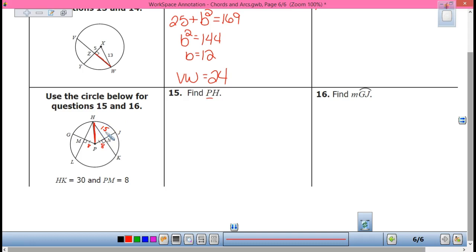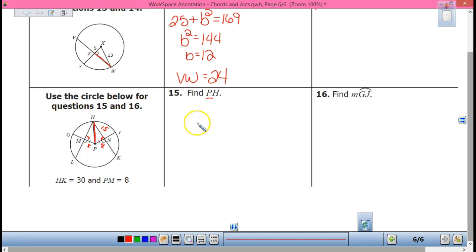Where is my right angle? At what letter? Right here, right? Because if this is the right angle, this is a right angle. If this is a right angle, this is a right angle, right? Okay, it's not at K.